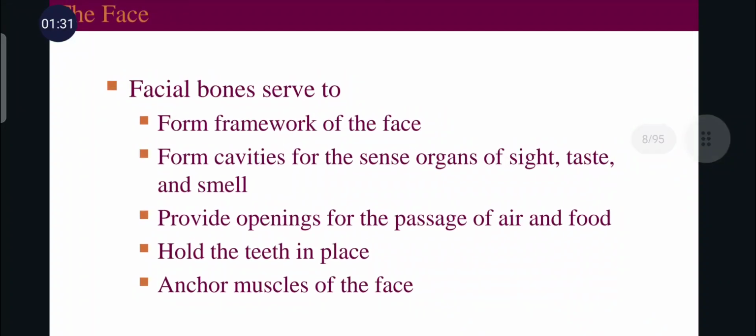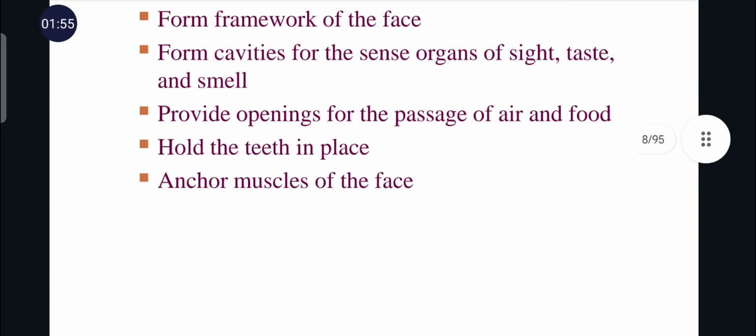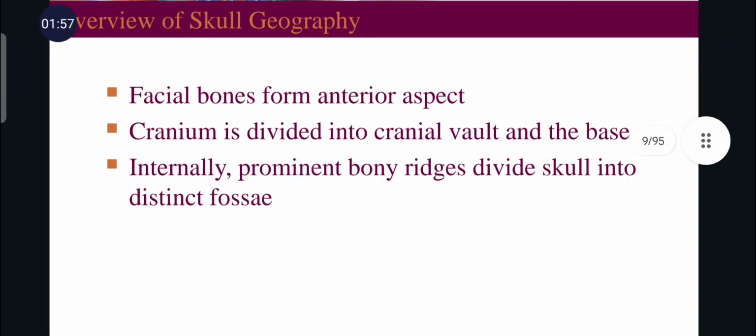The facial bones form the framework of the face. They form the cavities for the sense organs of sight, taste and smell, that is eye, tongue and nose. They provide the openings for the passage of air and food. They also hold the teeth in place, and act as anchors for the muscles of the face. Facial bones form the anterior aspect, while the cranium is divided into the cranial vault and the base.